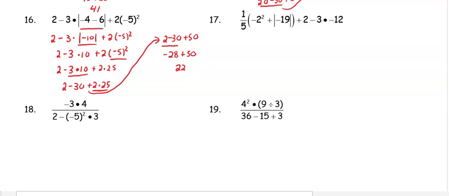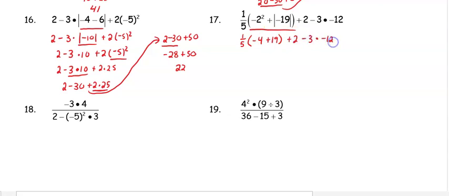In 17, we have 1/5 times the quantity of negative 2 squared plus the absolute value of negative 19 plus 2 minus 3 times negative 12. So first thing we're going to do is start with this parenthesis, which has an absolute value in it. So we get 1/5. Negative 2 squared is going to be negative 4. The absolute value of negative 19 is positive 19. And rewrite the rest of the problem.